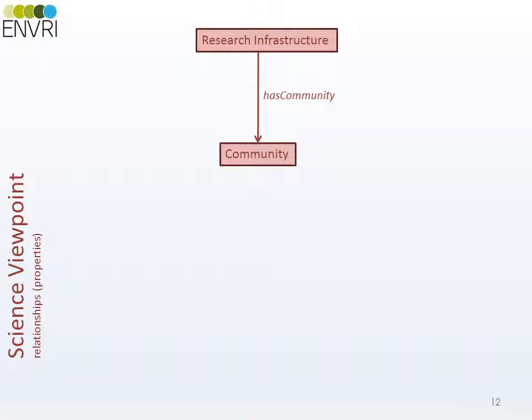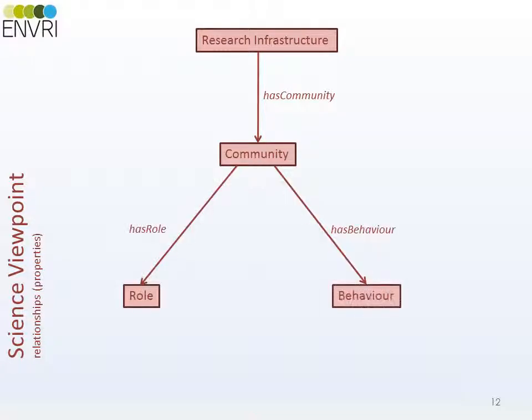In the ontology, the relationships between those concepts are modeled as object properties. So a research infrastructure has a community, and this community can either have passive or active roles, as well as behaviors which are performed by the actors fulfilling their roles.